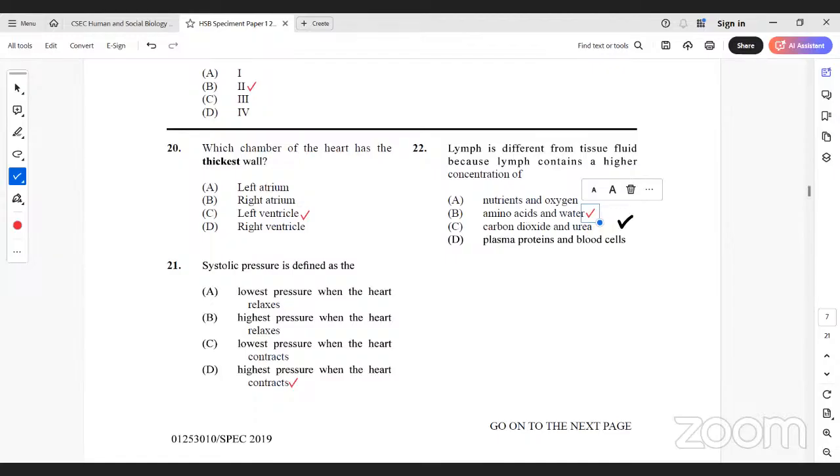So amino acids and water, yes, the majority of it is water, right? I think everyone knows water makes up the majority of our human body. Carbon dioxide and urea, lymph is not something to be excreted, so it would definitely not have carbon dioxide and urea. Plasma proteins and blood cells. The blood cells make this a significant problem here with D.